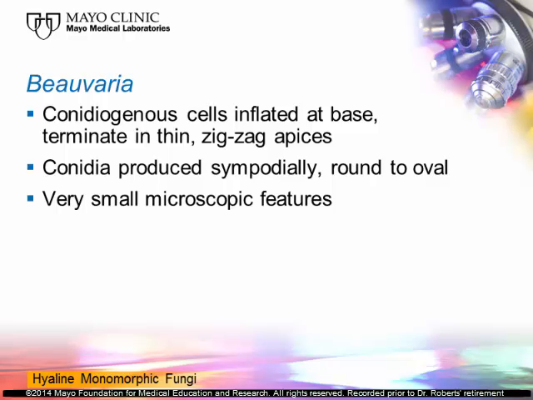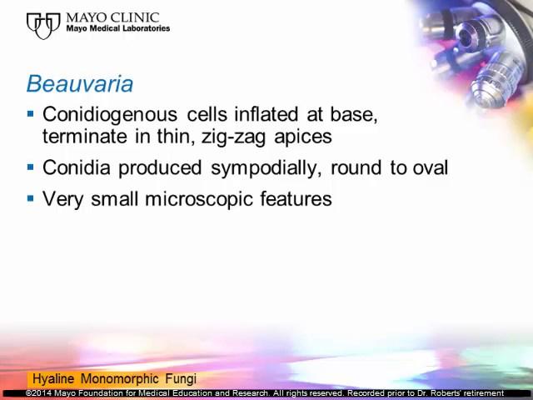The cells that produce the spores are inflated at the bottom, or the base, and these cells terminate in what we call a thin zigzag apex. So at the tip, you'll see the spores coming off one side, then the other side, at the tip of a little point. We call this sympodial production of conidia, where they come off one side and then the other. And the conidia are round to oval, and they are tiny and delicate. This happens to be an insect pathogen.